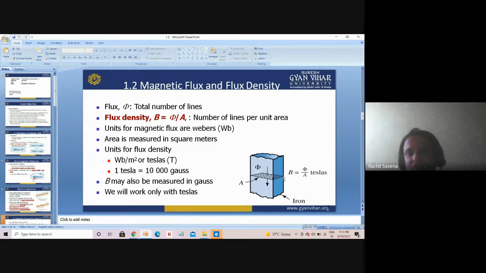So the ratio of flux lines to area, or the number of lines per unit area, meaning how many lines we have in that unit area, we can represent as flux density. It is represented by phi by A, and the unit is Tesla. If we want to convert it to Gauss, then 1 Tesla is 10,000 Gauss. Understand? I hope you understand about this flux density. It is very important. Why is it important?